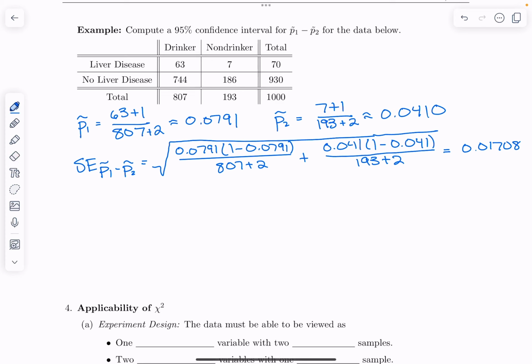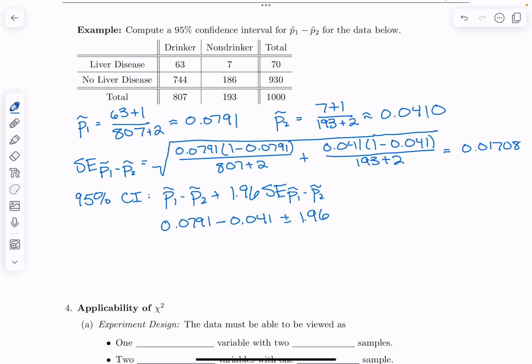So my 95% confidence interval is going to be the difference in the two population proportions, P1 tilde minus P2 tilde, plus or minus 1.96 standard errors. It's going to be 0.0791 minus 0.041, plus or minus 1.96 times 0.01708. That gives me a confidence interval of 0.0046 to 0.0716. And that does not include 0. So that tells me that there is a difference in the population proportions.